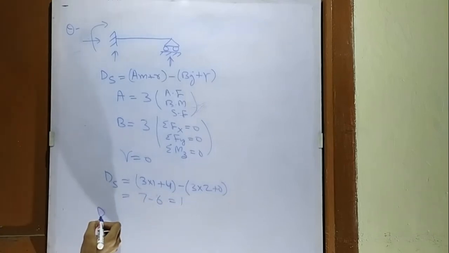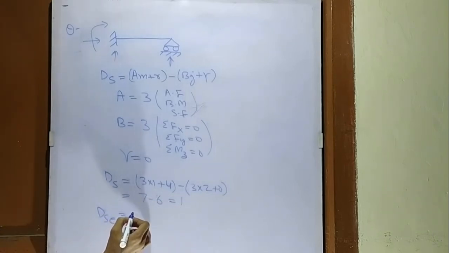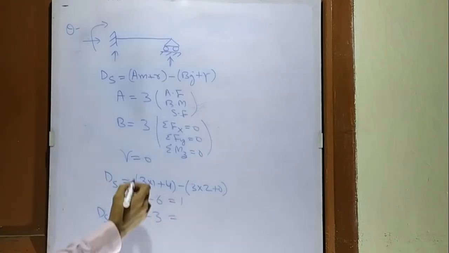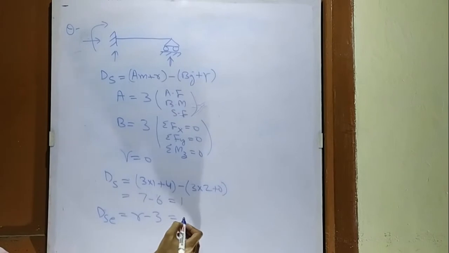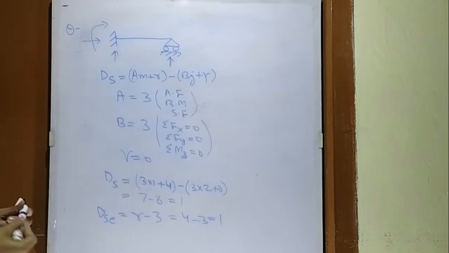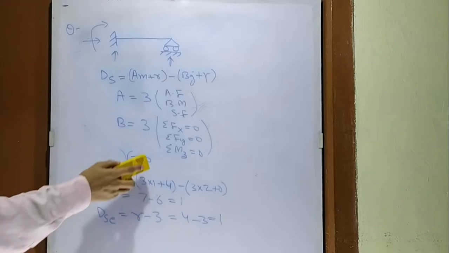Okay, so we have also learned what is the formula of degree of static external indeterminacy. This formula is equal to r minus 3 for a 2D structure. What is the value of r? The value of r is 4. Here minus 3, which comes out to be 1. Okay, so we have found the degree of total static indeterminacy and the degree of external indeterminacy.